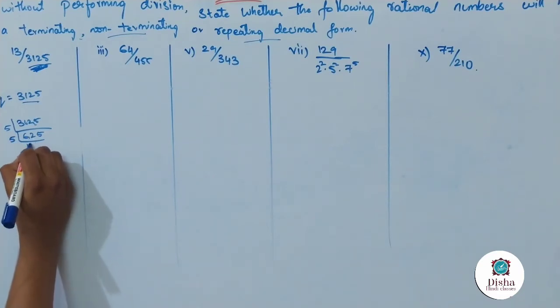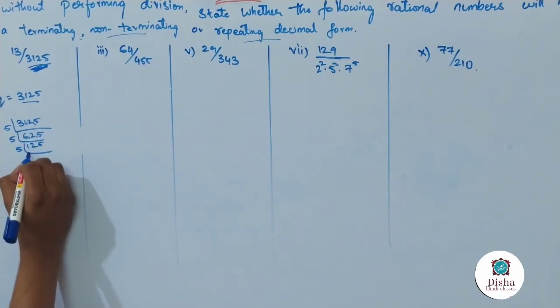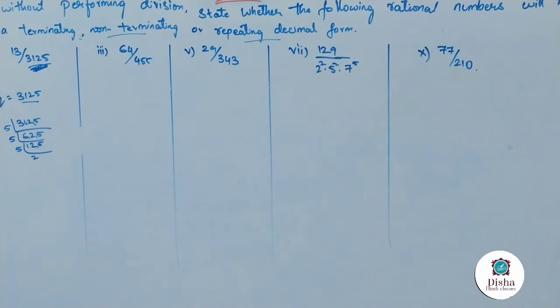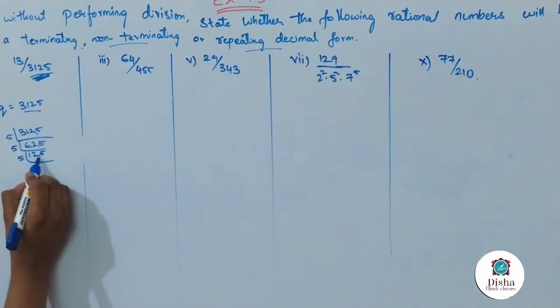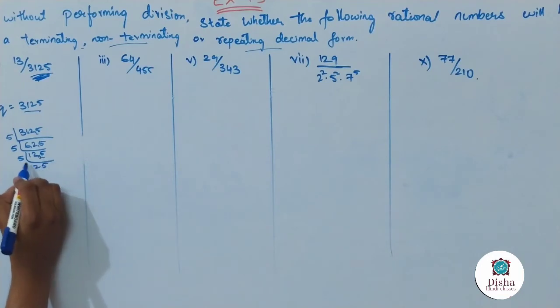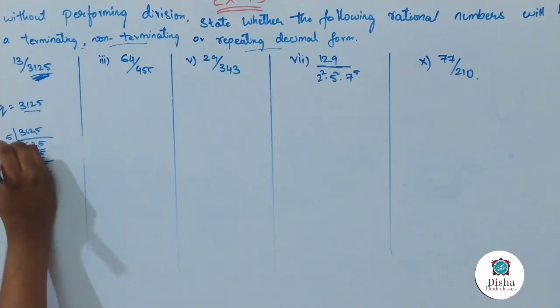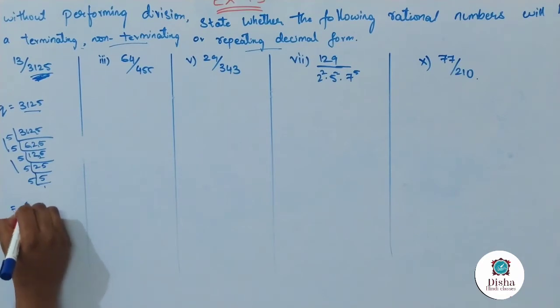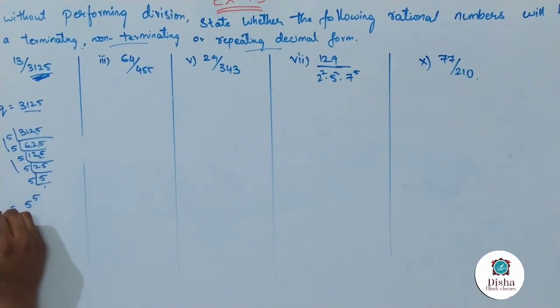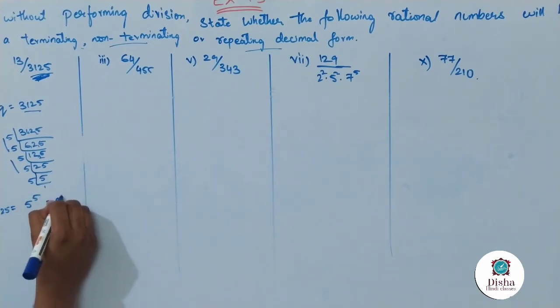5 1s are 5, 5 2s are 10, and 5 5s are 25. Again we divide it by 5. 5 2s are 10, and 5 5s are 25. Then 5 times 5 is 25. So how many 5s do we have? We can write 3125 in the form of 5 to the power of 5, that is 5 to the power of m.